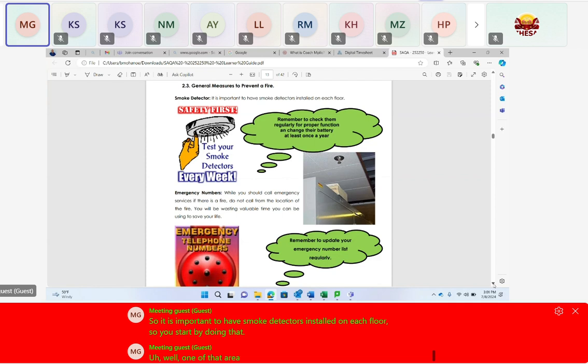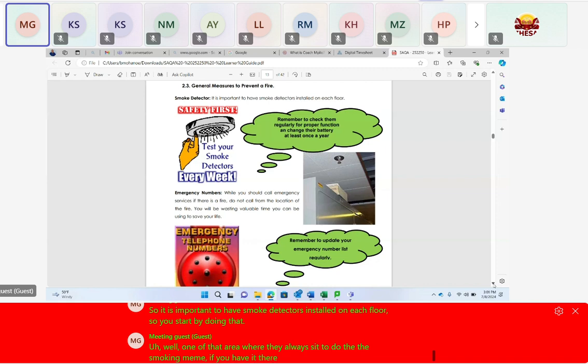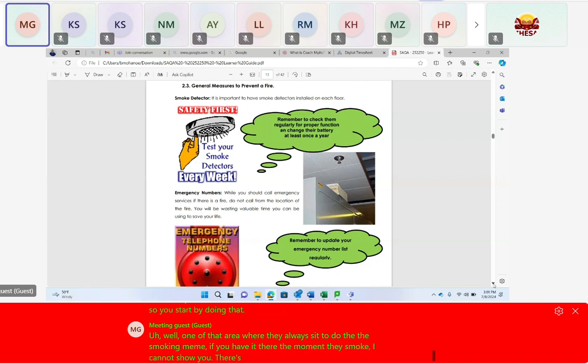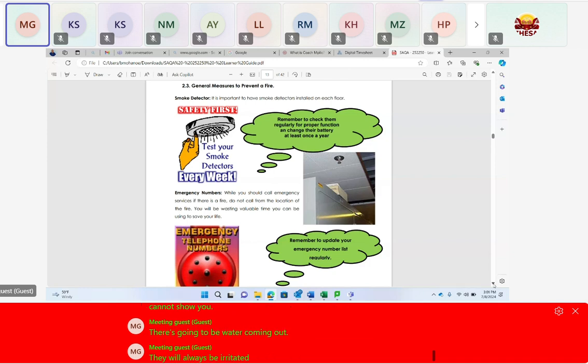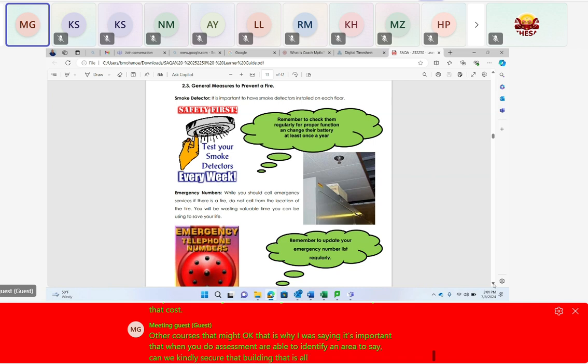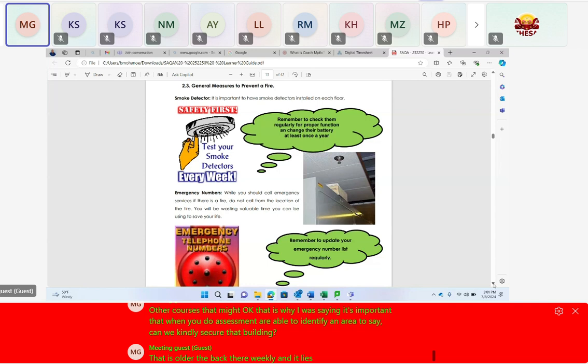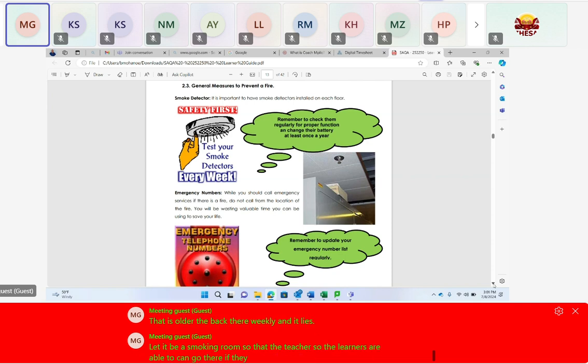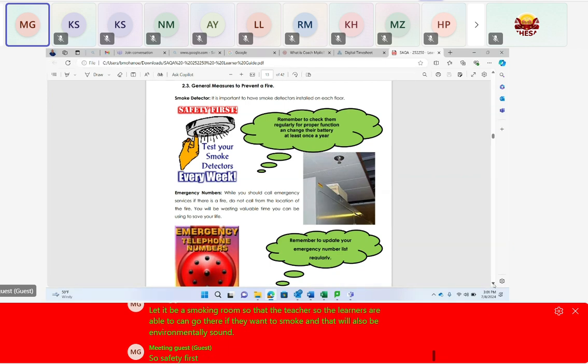Or in that area where they always sit to do their smoking, ma'am. If you have it there, the moment there's smoke, I can assure you there's going to be water coming out. They will always be irritated. They won't be sitting there for a long time. But it's not only for that cause; other causes might occur. That is why I was saying it's important that when you do your assessment, you're able to identify an area to say, can we kindly secure that old building at the back there? We clean it nicely, let it be a smoking room so that the teachers or the learners can go there if they want to smoke. That will also be environmentally sound. So safety first is very key.